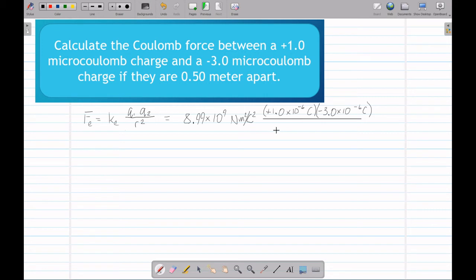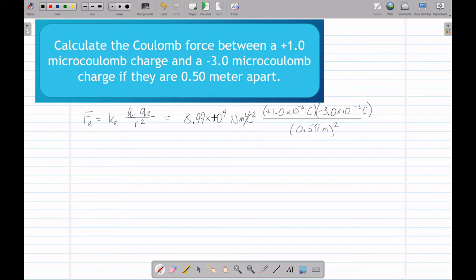And then the distance between them is 0.50 meters. And you do not want to forget to square that. Okay. If you do not square it, then you would not come up with the correct answer. So I'm not going to walk you through all the steps of this. You can punch it into your calculator.